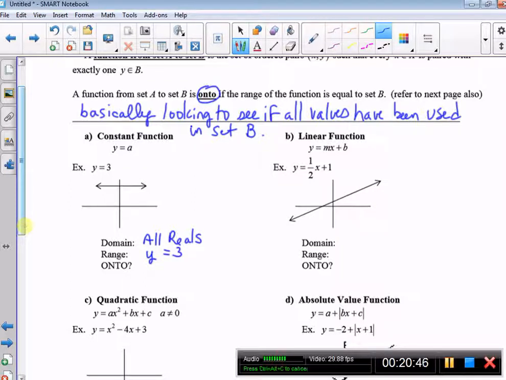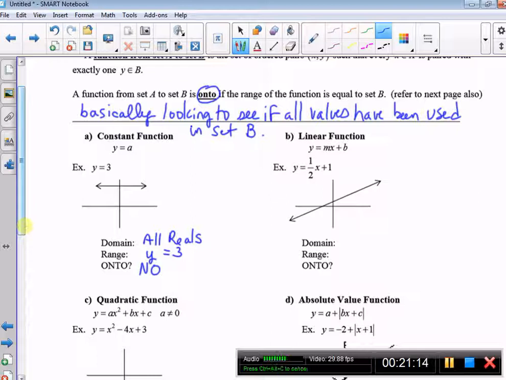Is it onto? The range for the horizontal lines changes, so it's not going to always remain the same. This is no. You would not have all the values being used in set B, which would be all reals. There's only certain values that are being used at a time, and so it is not onto.